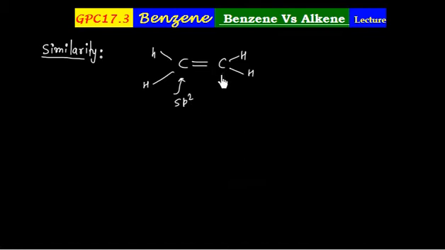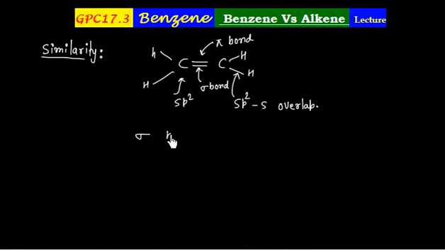This carbon is also sp2 hybridized. This bond is made up from sp2 overlap. Between this and this carbon we have a pi bond and we have one sigma bond. The sigma bond in this case is basically formed from sp2 overlap. So the sigma bond between carbon and carbon is formed by sp2 overlap.